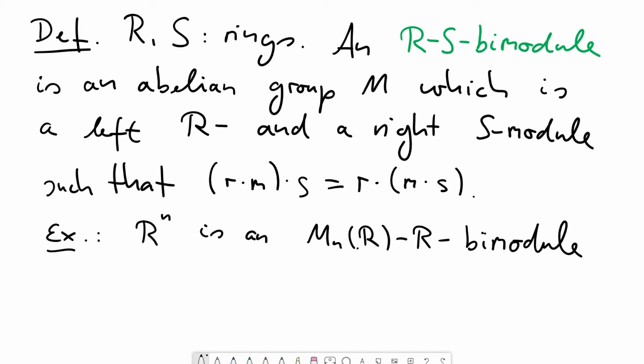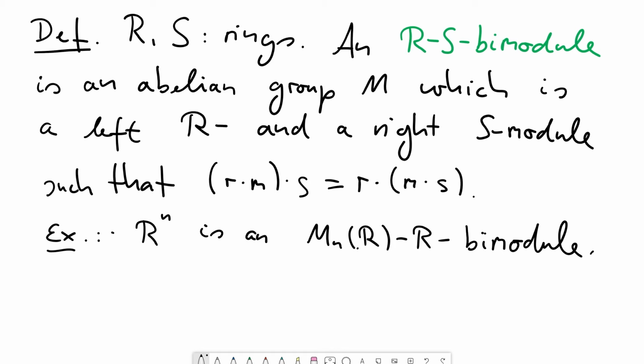So I can think of elements in R^n as just n-tuples of elements in the ring R, and I can multiply such a vector, if you want, such an n-tuple of ring elements, from the left with a matrix. So I get another n-tuple, and I can, of course, also multiply those n-tuples diagonally in all entries from the right, and then this equality here is satisfied, with this associativity. So this is an example of a bimodule.